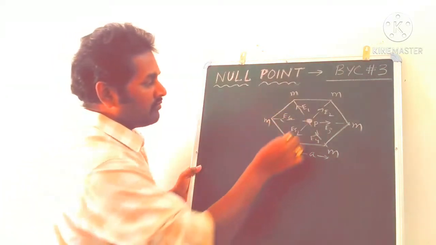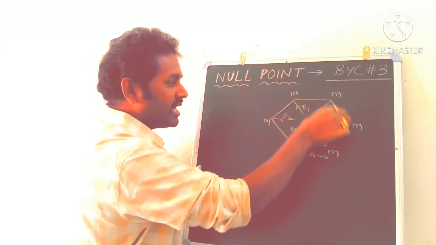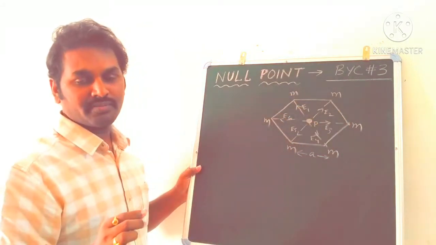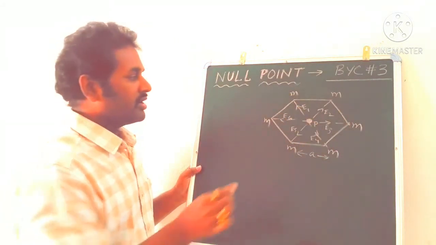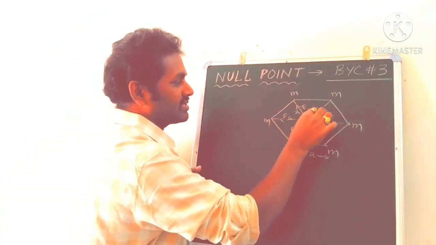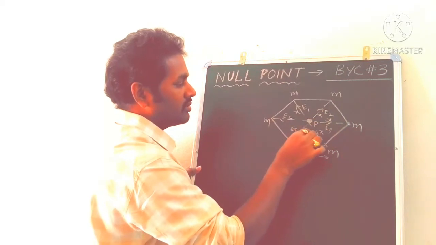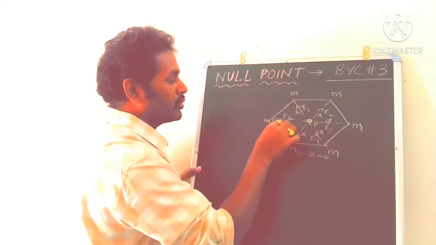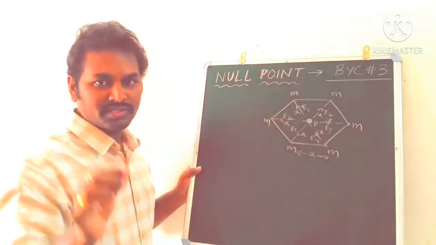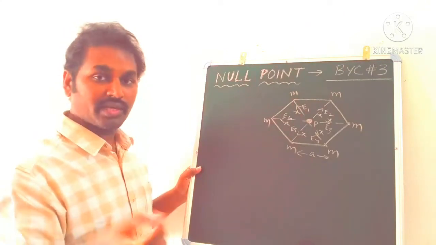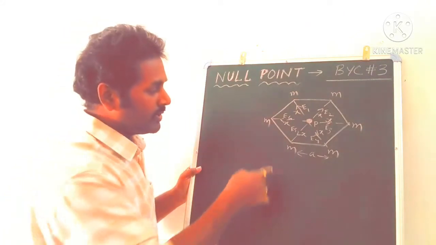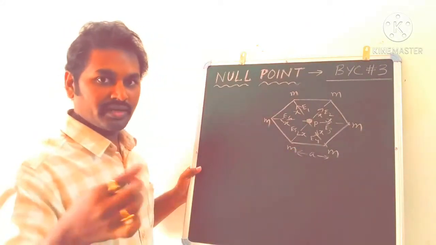You can see from this point to each and every mass the distance is same. Let it be taken the distance is X, which means the distance from the point P to each and every mass is constant. We are taking it as X. We can express X in terms of the side length A also. Later we can see that.